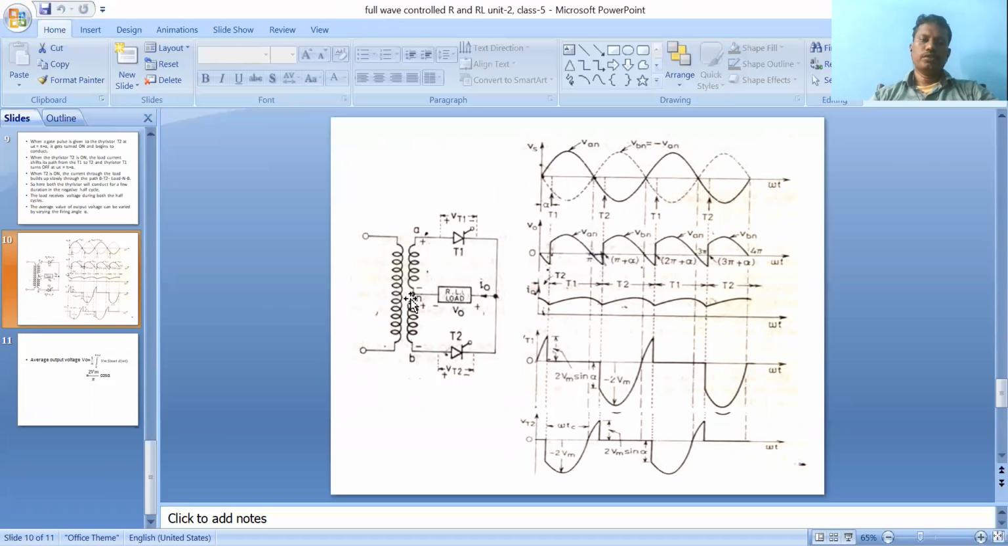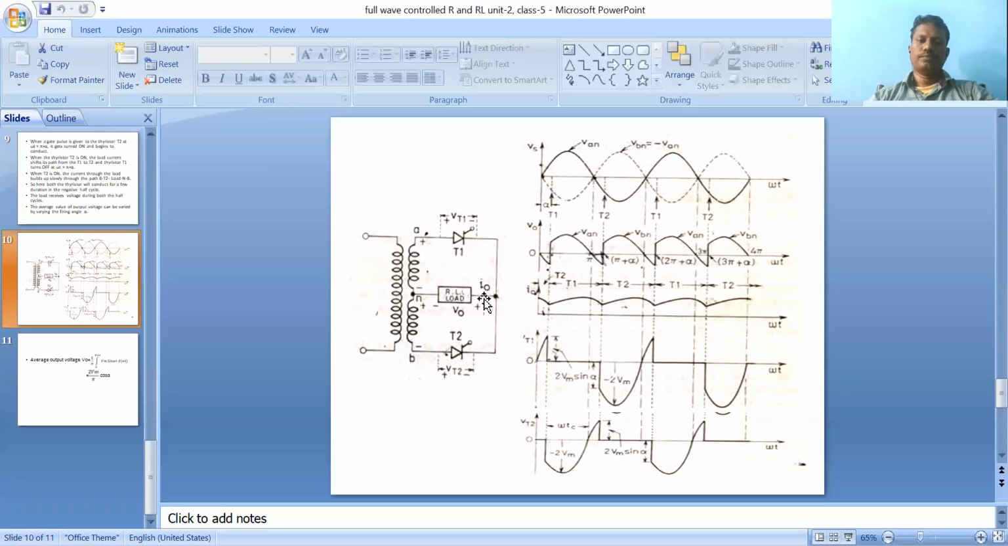Bridge configuration means it is a center type isolation transformer. So the primary is connected to the AC supply, and the secondary is center tapped, plus minus. I consider three terminals A, B, N, with thyristors T1, T2. What is the load connected? An RL load, R and L.